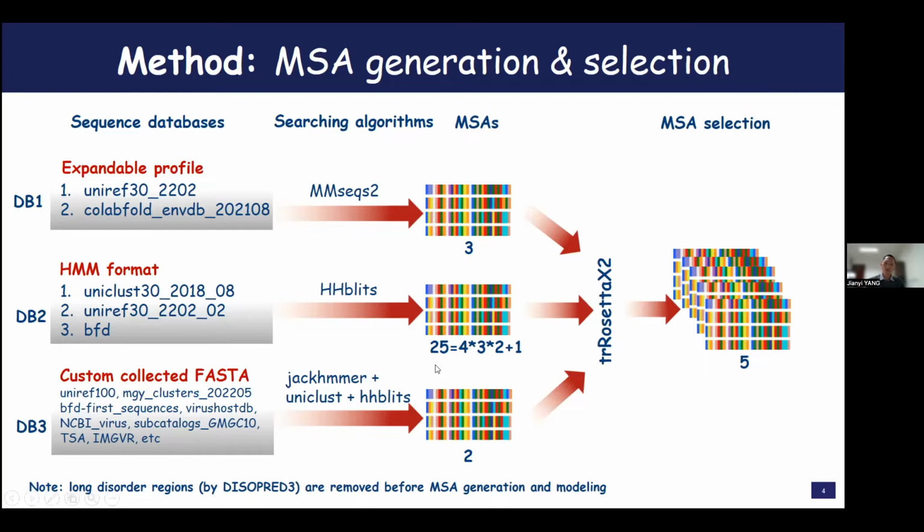In total, we get about 30 MSAs, and that is too many. So we use TR-zeta X2 to select these MSAs. In TR-zeta X2, we didn't run the full pipeline. We just use the first step of predicting the inter-residue distance and orientation, and then select the MSA using this very fast version. So we get five candidate MSAs for later structure prediction. Also, I want to mention that we use a disorder predictor to predict disorder regions and then remove these known disorder regions before we run the pipeline.